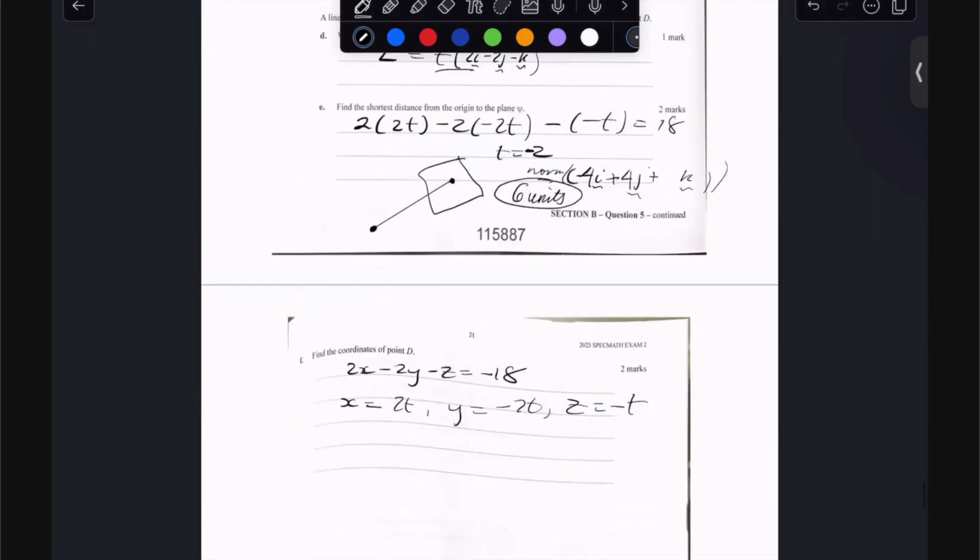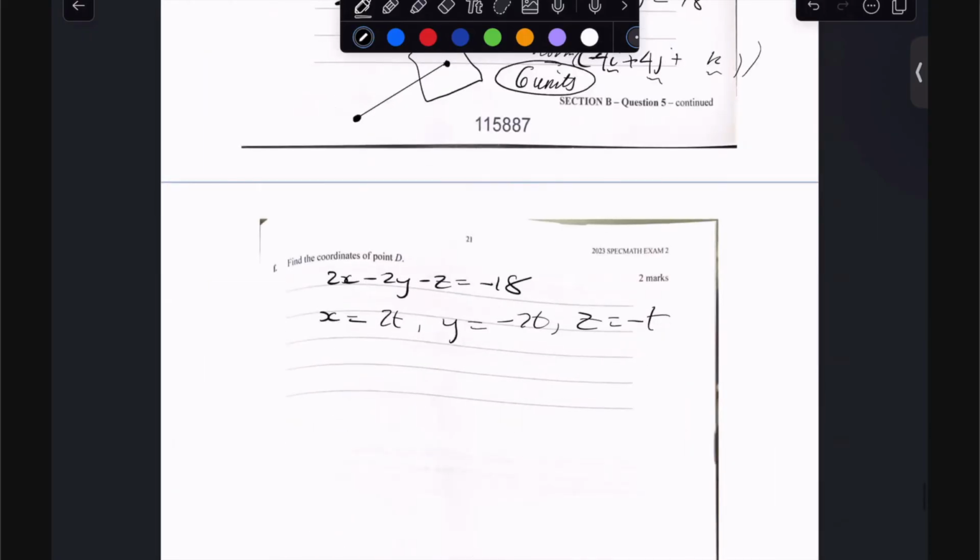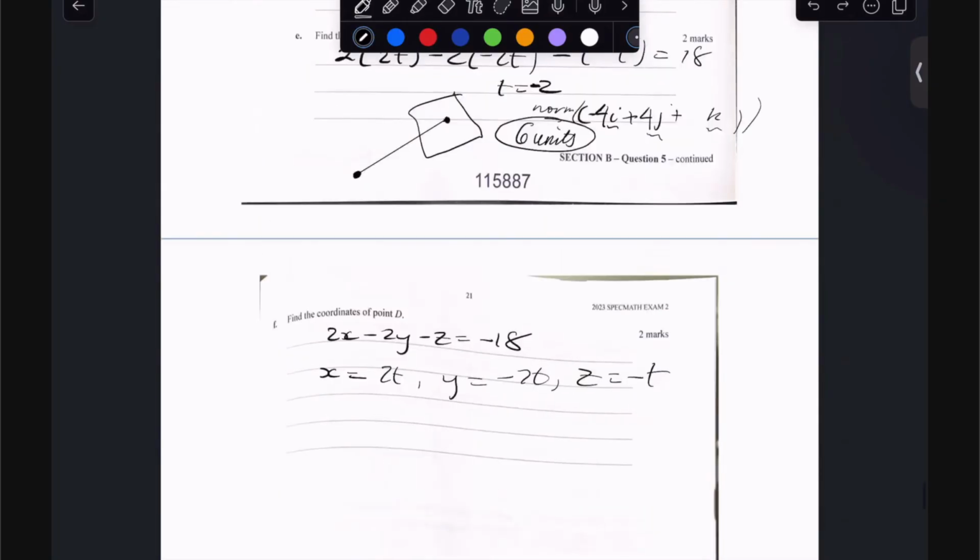This is a pretty stupid question because a lot of students will do it this way, and then you've gotten yourself 4 marks for a 2-mark question, which, yeah, I don't know. It should have been find D first and then a 1 marker for part E. Yeah, that's what it should have been, because you can use that coordinate of D to find the distance.